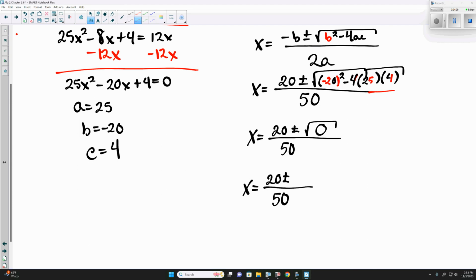Alpha y equals enter. Well, what is 20 plus 0? What's 20 minus 0? 20. It's still 20, yes? Adding or subtracting 0 doesn't change it. So the numerator is just 20 over 50. Does 20 over 50 reduce?